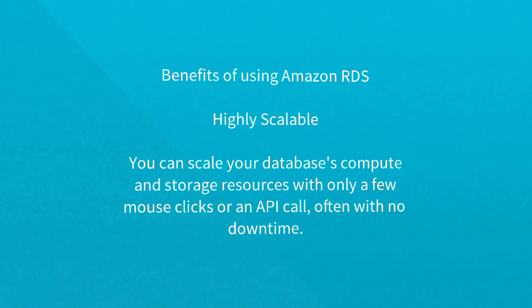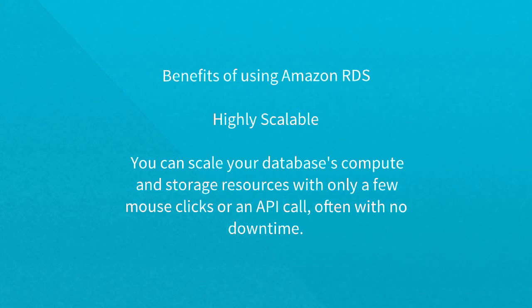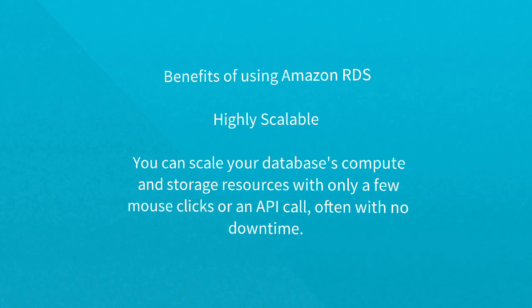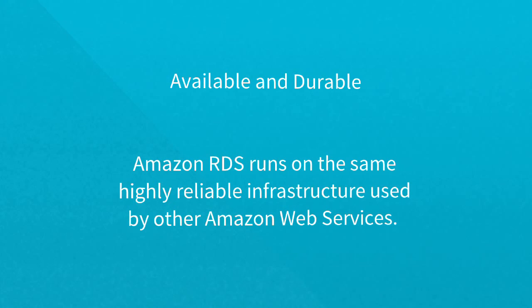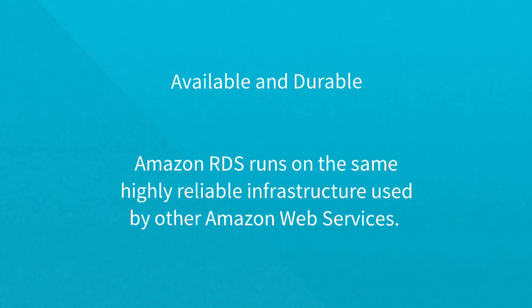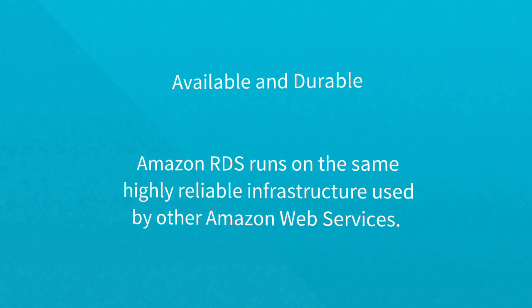Few benefits of using Amazon Relational Database Service. First, it's highly scalable. You can scale your database compute and storage resources with only a few mouse clicks or an API call, often with no downtime. AWS RDS is highly available and durable. Amazon RDS runs on the same highly reliable infrastructure used by other Amazon Web Services.